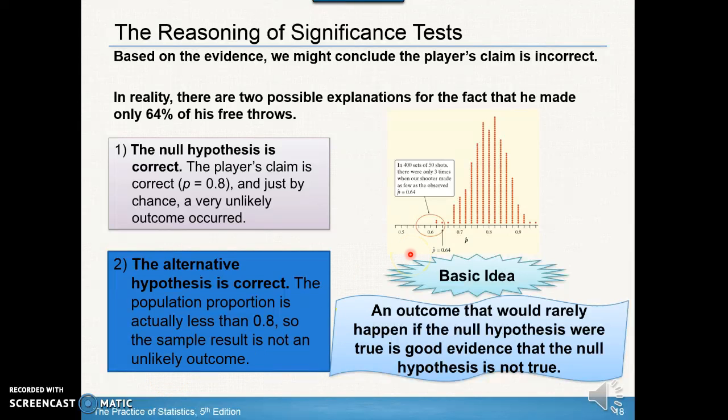Okay, so we just ended on this slide. Just keep in mind, I know this is a little bit confusing, but if we're assuming that the null is true and you get an outcome that has a very, very low probability of occurring, then that's basically good evidence that the null is not true, because it would most likely not have occurred if the null were true. So that gives us evidence against the null.